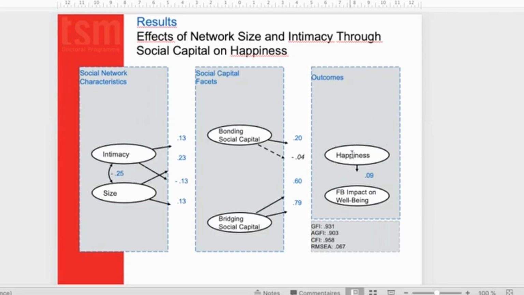So it's enhancing the impact of bonding capital. There's also a positive and significant impact on happiness through bridging, and much higher on Facebook. Bridging capital, that is loose relationships, increases happiness and well-being much more than close relationships, that is bonding social capital.